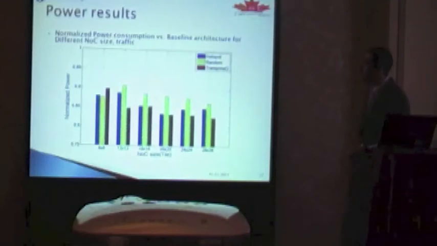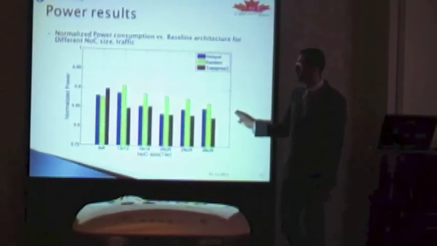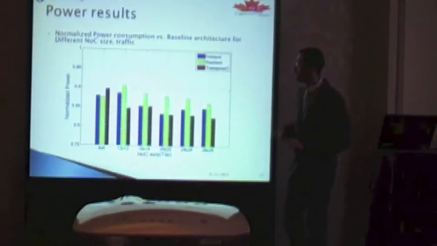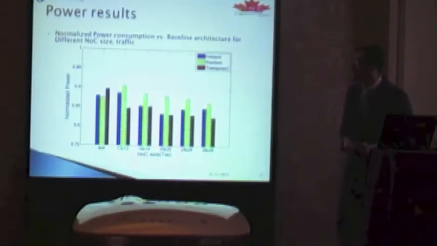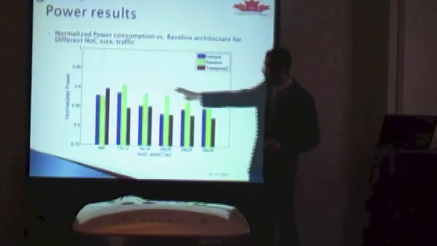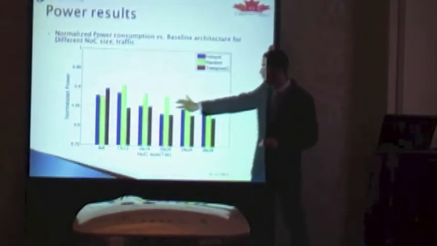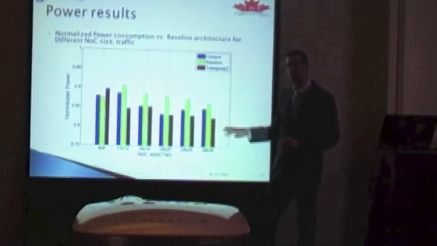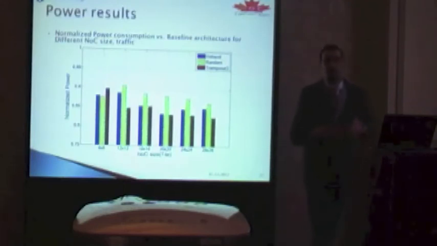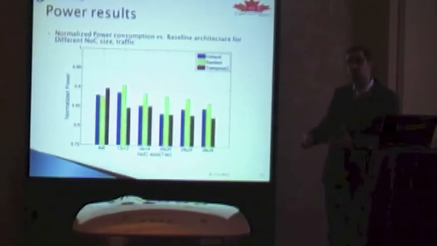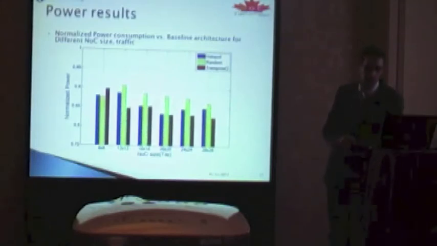And here are the power results normalized to the baseline architecture, for different network sizes and different types of traffic. As you can see, in most cases the saving starts to increase as we increase the size of the network, which is proof that as the global communication issue increases, our architecture has more to contribute to the power saving and performance.